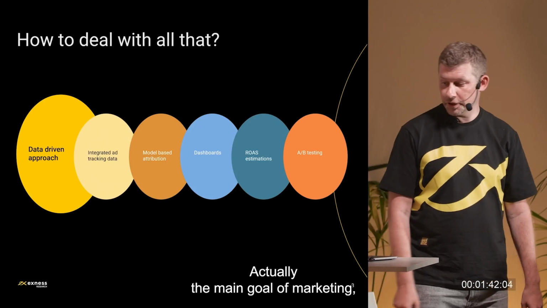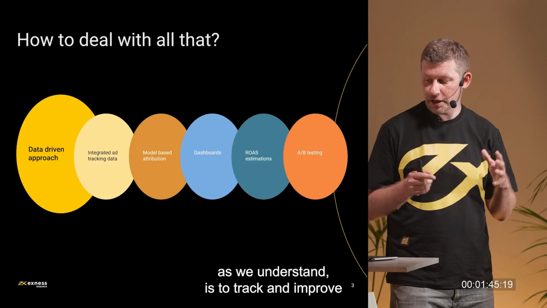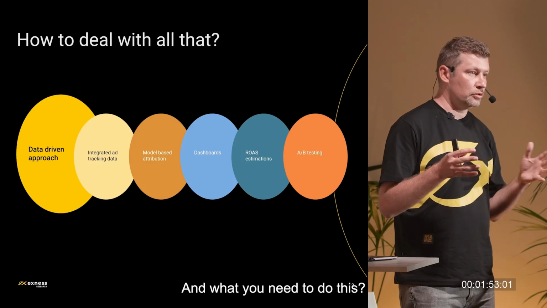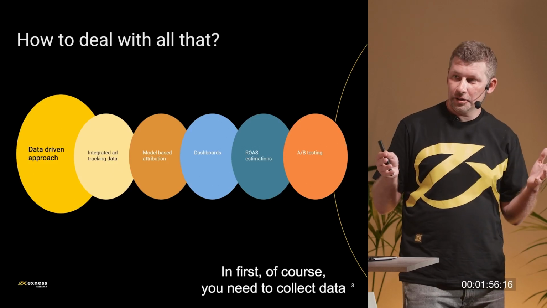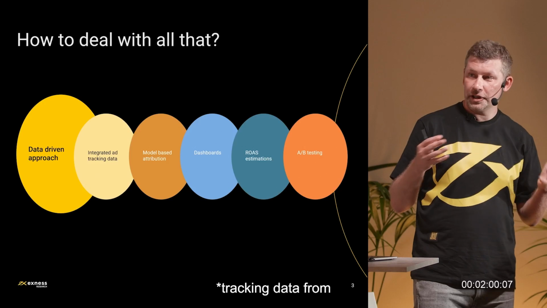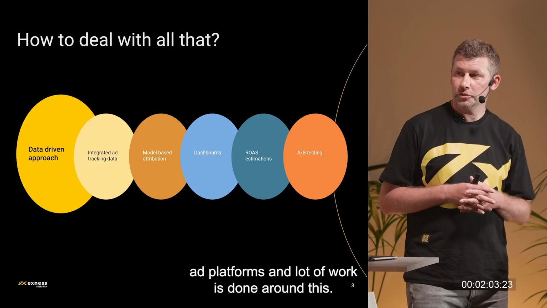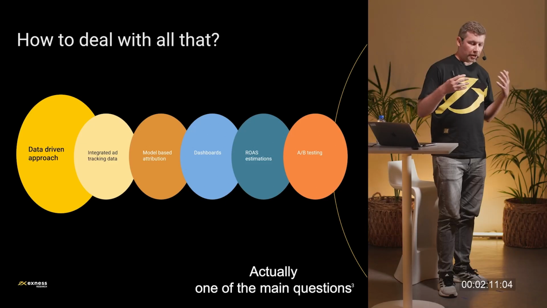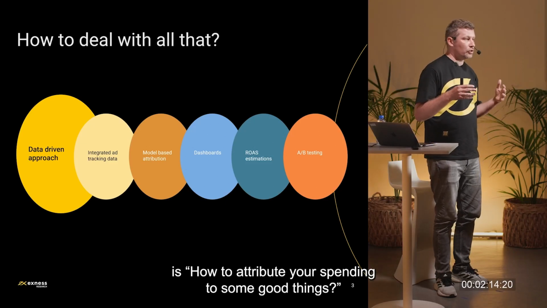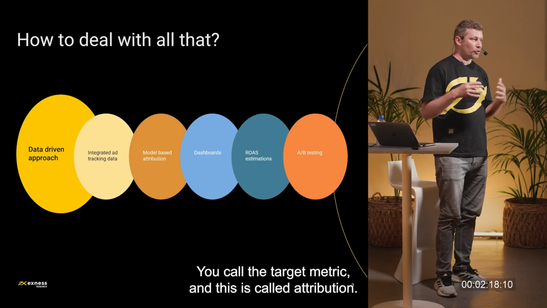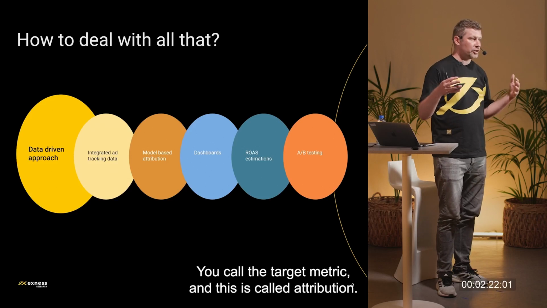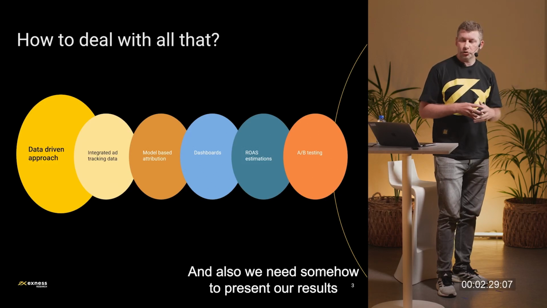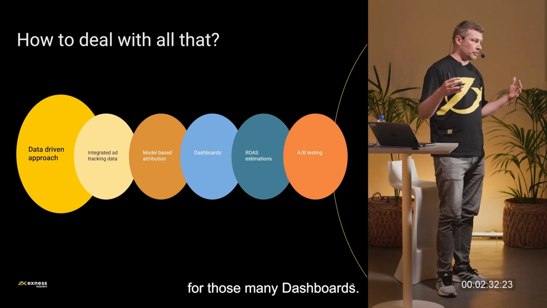The main goal of marketing, as we understand it, is to track and improve the efficiency of marketing budget spending. To do this, first, of course, you need to collect tracking data from ad platforms, and a lot of work is done around this. One of the main questions is how to attribute your spendings to some good things, which you call the target metric, and this is called attribution. We have a lot of questions about these attributions, and we also need to present our results. For this we need dashboards.